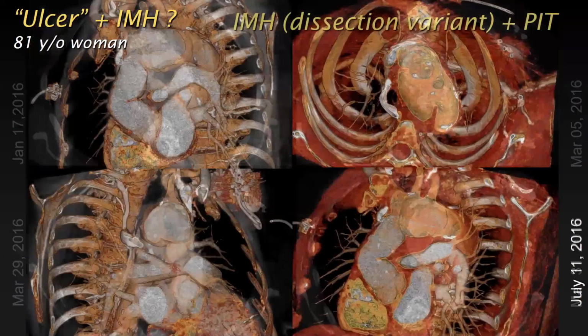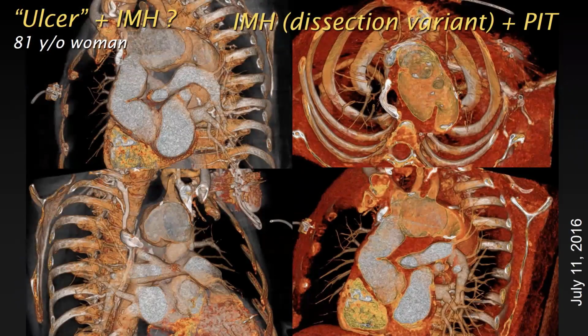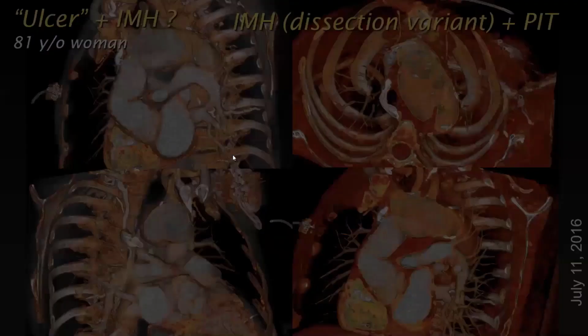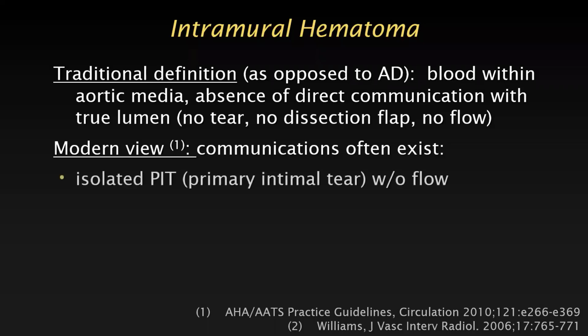So this patient was ultimately then treated with, you see here the lesion from below. You see this large outpouching here, the supra-arch vessels, and after her type A repair.